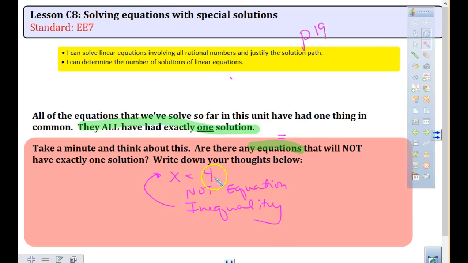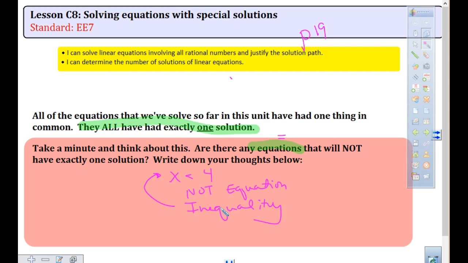X is less than 4. And it has many answers, right? Like x equals 3 is a solution to that. And x equals 2, and x equals 1.79428, and x equals negative 500. All of those are solutions to this. But that's an inequality, not an equation.